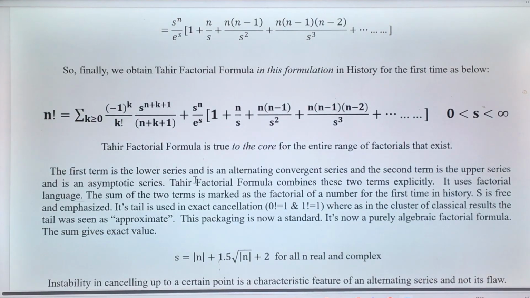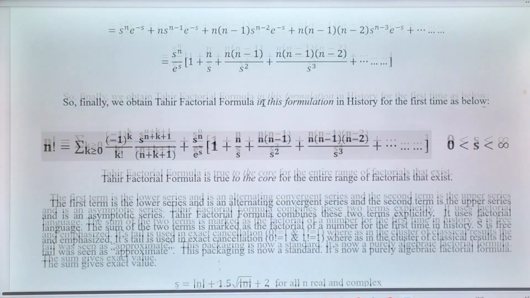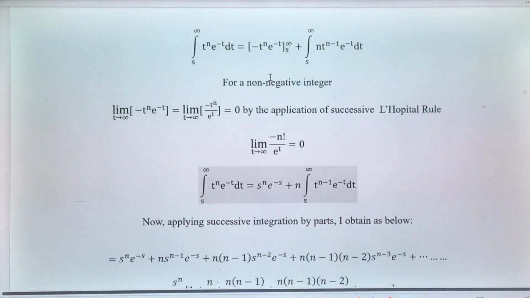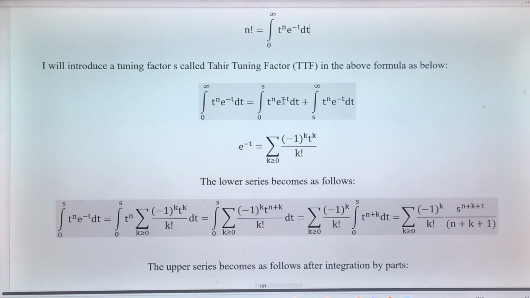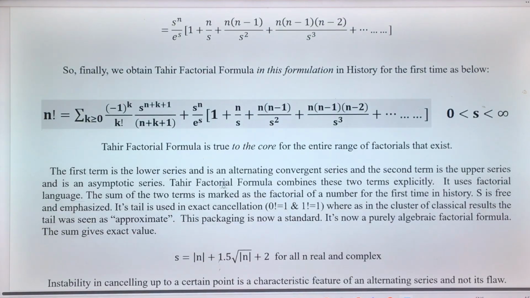The first term is the lower series, and the second term is the upper series. The first term is an alternating convergent series, and the second term is an asymptotic series. So this one is a convergent series, and this one is an asymptotic series, just like in the Euler-Maclaurin formula.